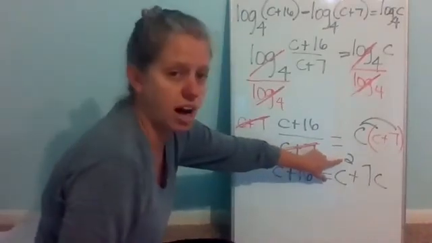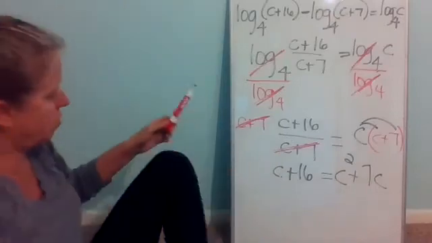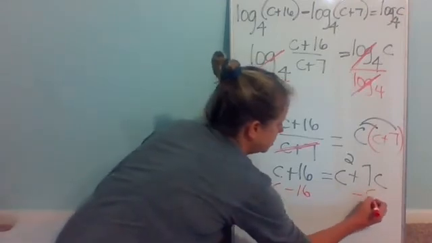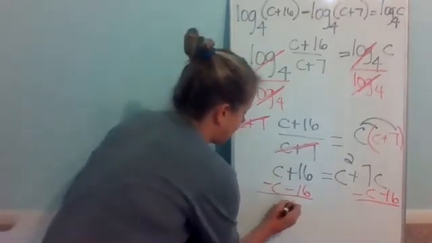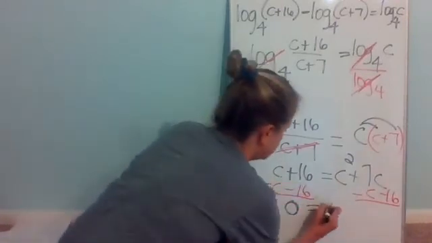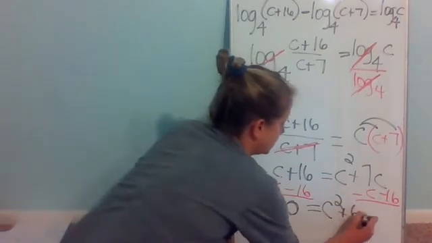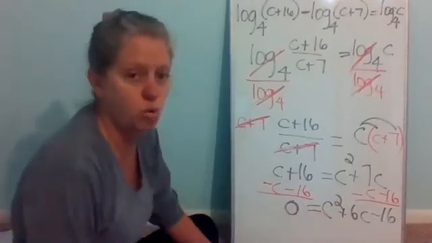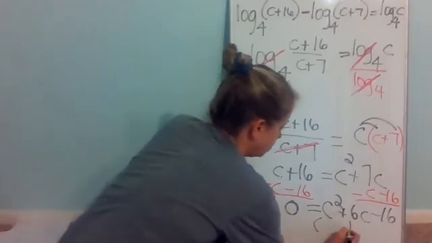So again, it's quadratic, which means I need to put both of these terms over on the right. So I'm going to subtract c and subtract 16. So on the left side, I have 0 equals c squared, 7c minus 1c is plus 6c. Bring down the minus 16 and either take that to your quad program, get your 2 answers, or factor.